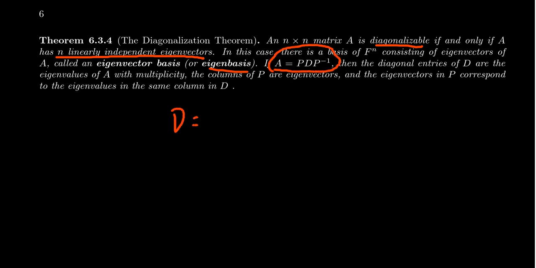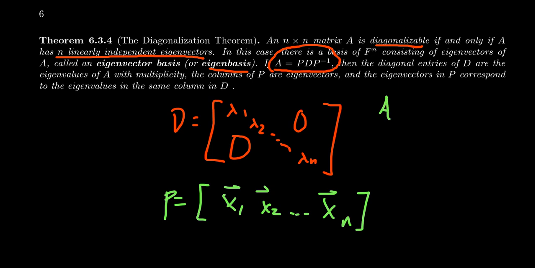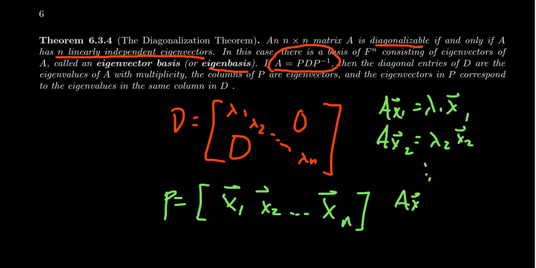And so if you have an eigenbasis, then you can construct your diagonalization in the following way. D will be the diagonal matrix whose diagonal entries are the eigenvalues of A. And then the matrix P will be the matrix whose first column is x1, whose second column is x2, whose third column is x3, up to the nth column, xn. And we have the property that A x1 is equal to lambda 1 x1, so x1 is an eigenvector where lambda 1 is its eigenvalue. And A x2 is lambda 2 x2, and you can proceed in this pattern to A xn equals lambda n xn.